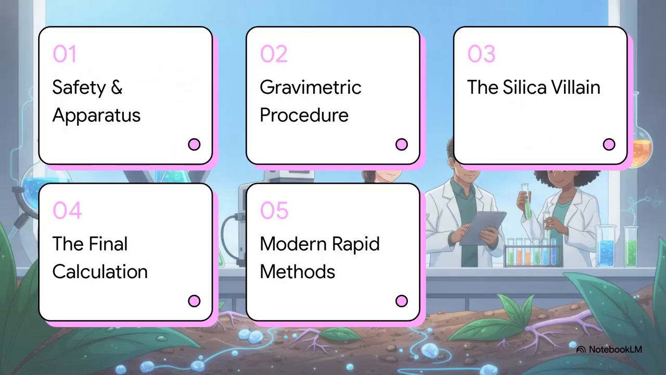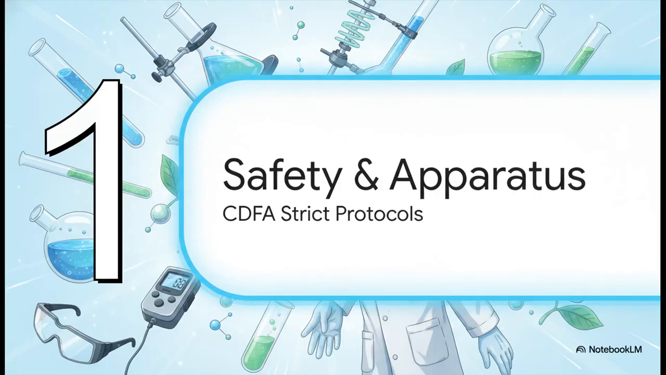All right, so our roadmap for today looks like this. First, safety and apparatus. Second, the gravimetric procedure. Third, a fun little section called the silica villain. Fourth, the final calculation. And finally, number 5, modern rapid methods. Okay, let's kick things off with Section 1, Safety and Apparatus.